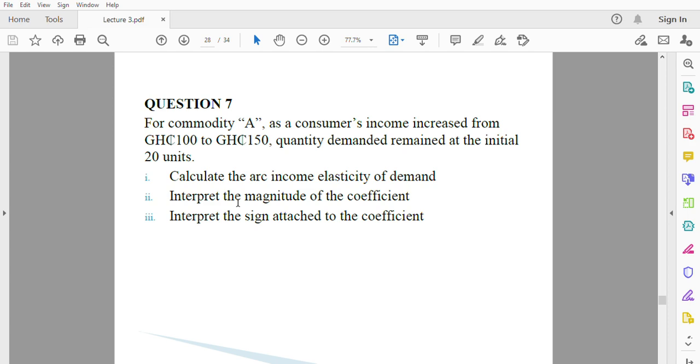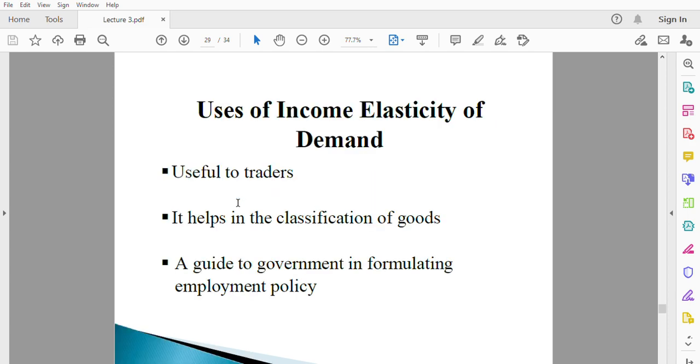Great. So the next we want to look at is uses of income elasticity of demand. Is income elasticity of demand very important? Yes, it is. The first is it is useful to traders. Traders are those selling the commodity, but you have to know what consumers will do when their income is very low, and what they will do when their income is very high. It helps you know how many of the goods to order.